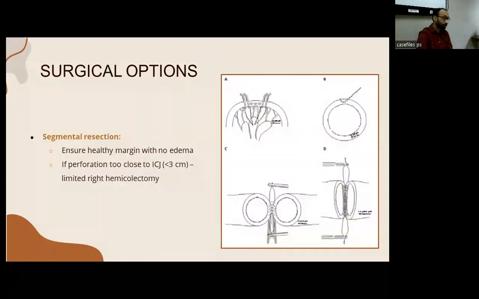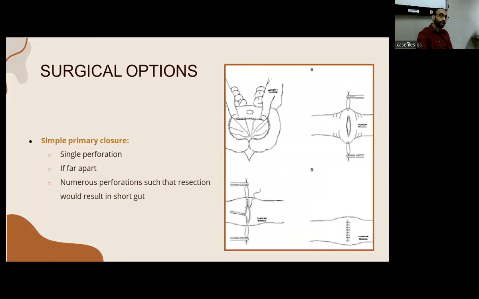So coming to what procedure to do, a segmental resection is done if we can ensure a healthy margin with no edema. Or if the perforation is too close to the ICJ, that is less than 3 centimeters from the ICJ, a limited right hemicolectomy is recommended. If there is a single perforation, or multiple perforations that are far apart, or so many perforations that resection would result in removal of almost the entire gut or short gut syndrome, then a simple primary closure of that single perforation or those multiple perforations is recommended.